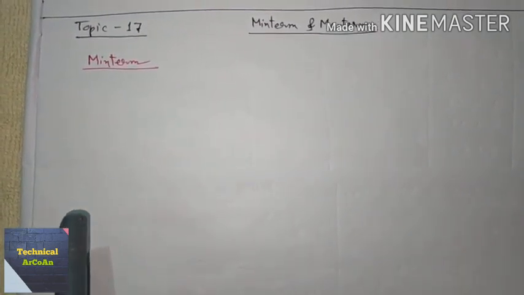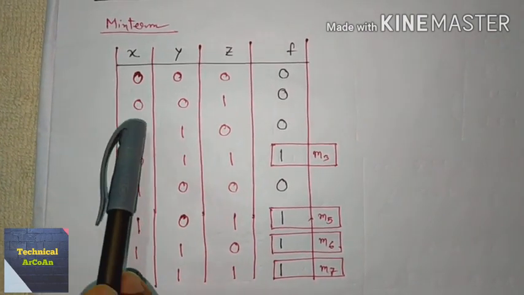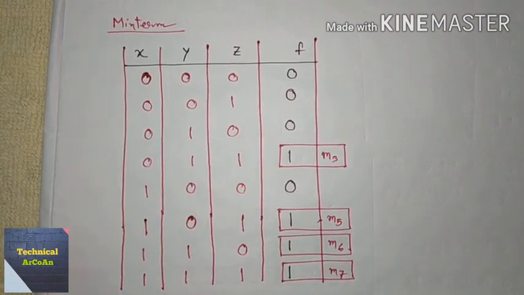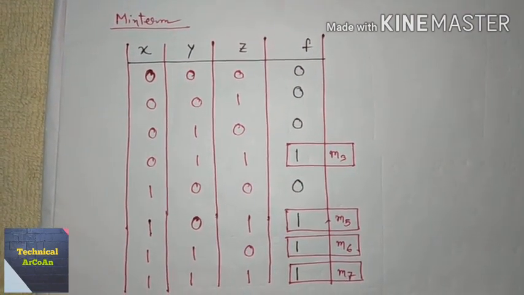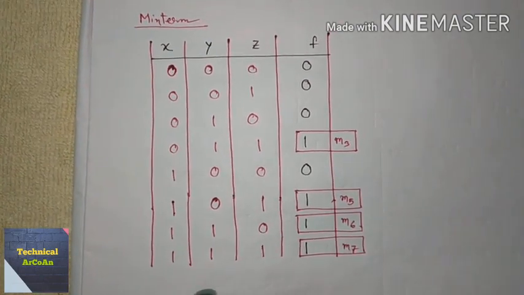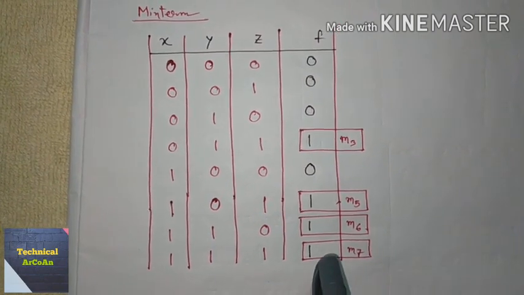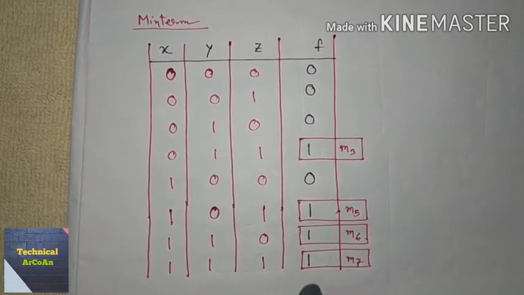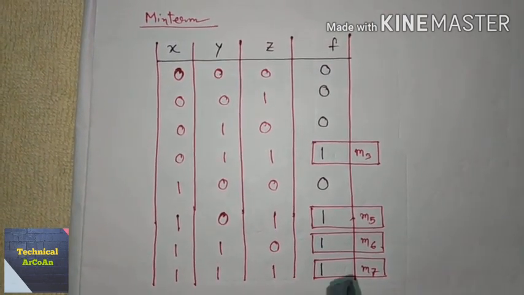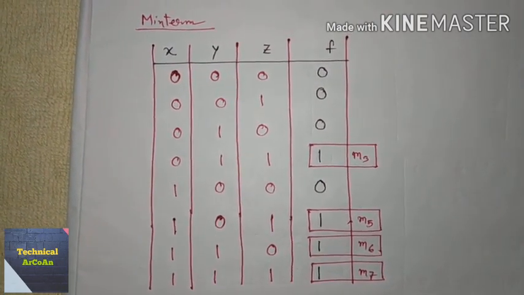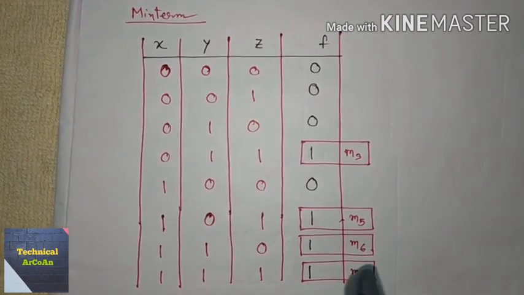Okay, so go for an example. Now we consider this truth table. There are three variables, x, y, z, and we consider a function f. We have described the function's result from this truth table, and from there we find out the min term of the Boolean expression. And how can we find out the Boolean expression? We find out the Boolean expression using the min term.